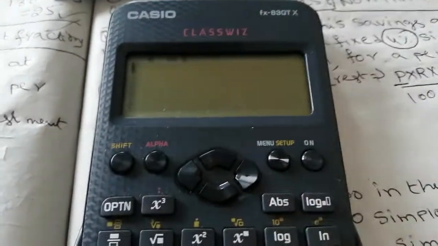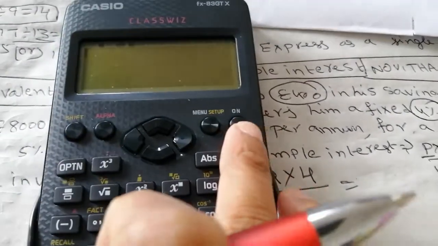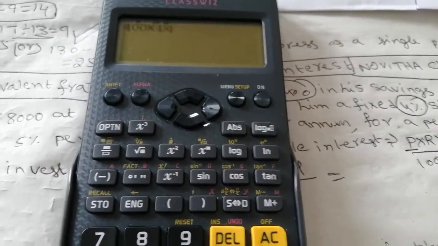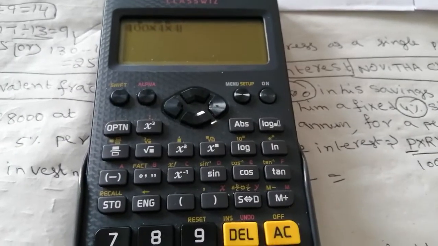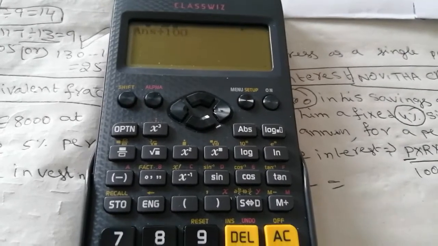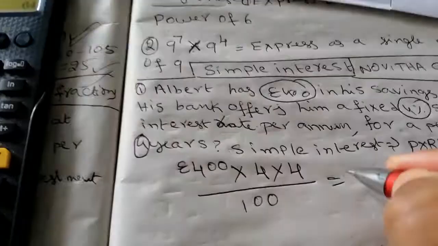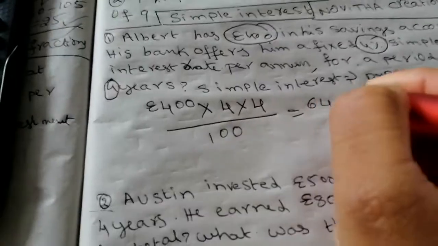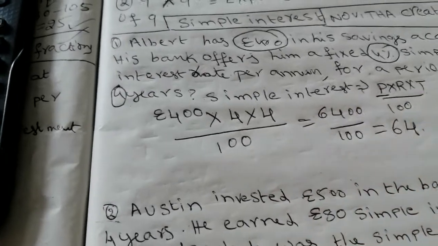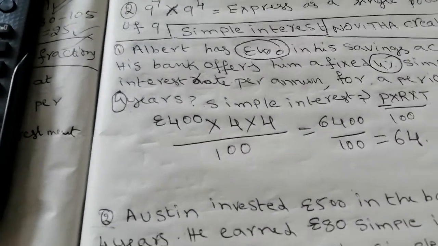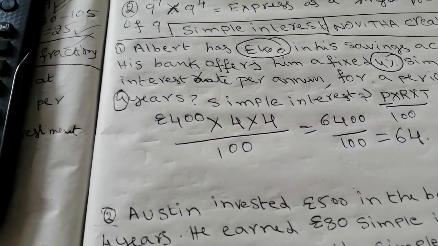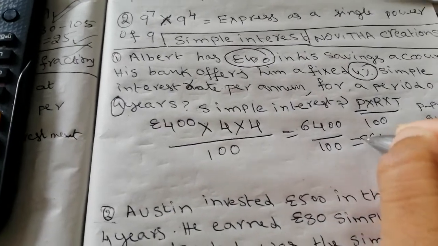I will show you in the calculator. 400 into 4 into 4 equal to 6400 by 100. So our interest is 6400 by 100, 64 pounds he will get after 4 years.